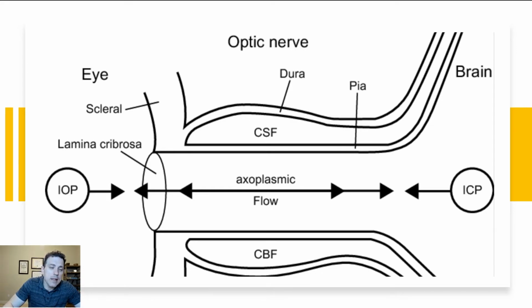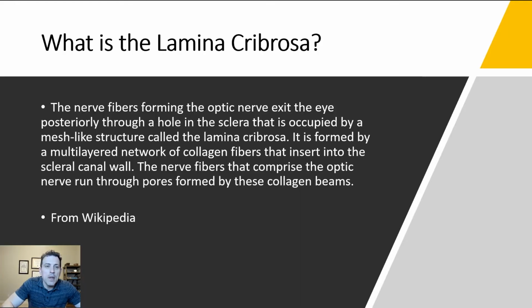So let's spend just a little bit of time here on the lamina cribrosa, and as we progress in this talk, you'll understand why it was important that we mentioned it a little bit early. Really, what the lamina cribrosa is, is that nerve fibers forming the optic nerve exit the eye posteriorly through a hole in the sclera that is occupied by a mesh-like structure called the lamina cribrosa.